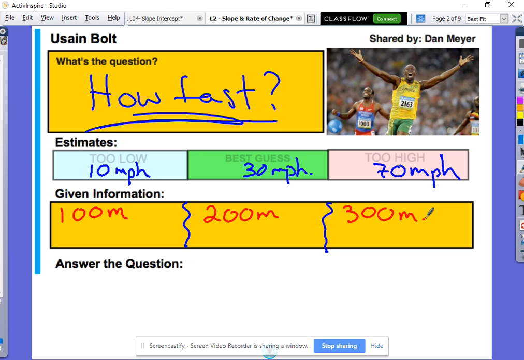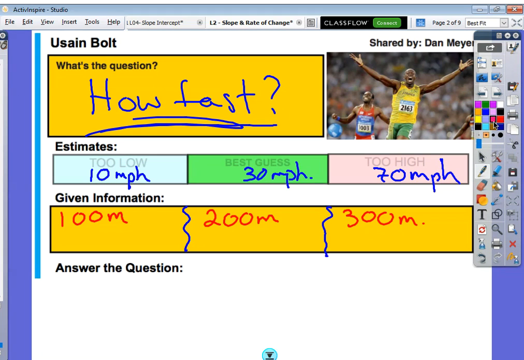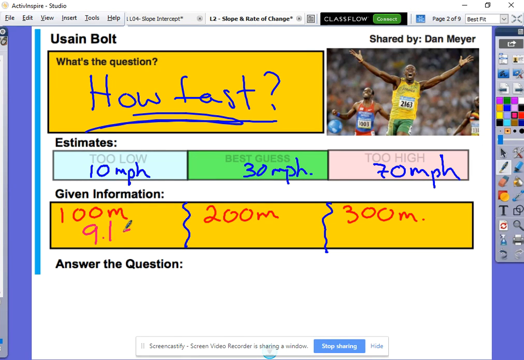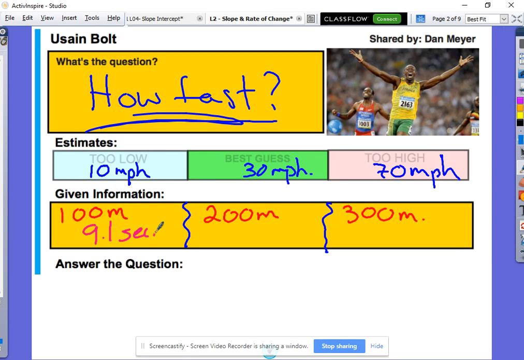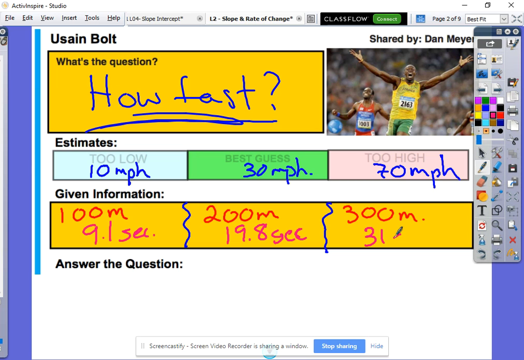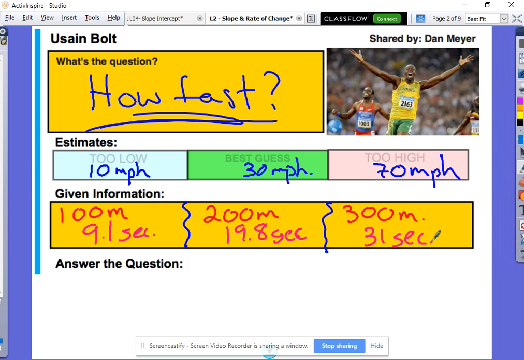So let's write those in. At the 100-meter mark, it had taken him about 9.1 seconds to get there. At the 200-meter mark, he had been running for about 19.8 seconds. And when he crossed the finish line, he had been running for approximately 31 seconds. So let's fill those in there.